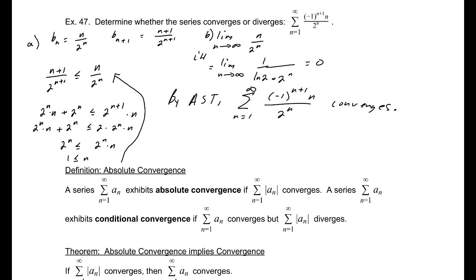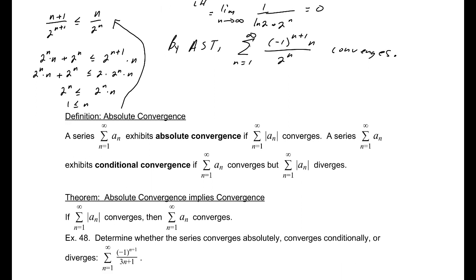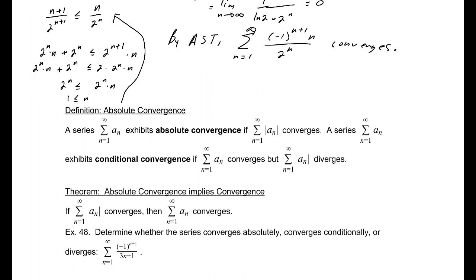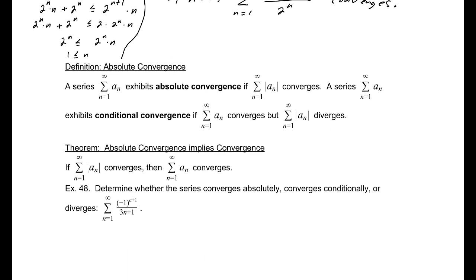Okay, we now have a definition, absolute convergence. A series, the sum from 1 to infinity of a_n, exhibits absolute convergence if the sum from 1 to infinity of the absolute value of a_n converges. The series exhibits conditional convergence if the sum itself is convergent, but the sum of the absolute values diverges. Now, a very important theorem that we are going to use several times here is: absolute convergence implies convergence. So we want to determine whether these series converge absolutely, conditionally, or if they diverge.